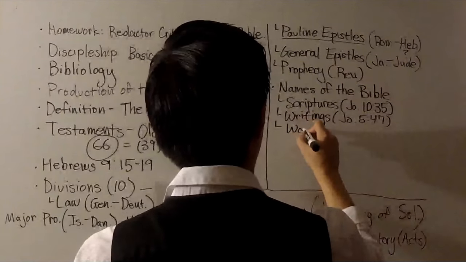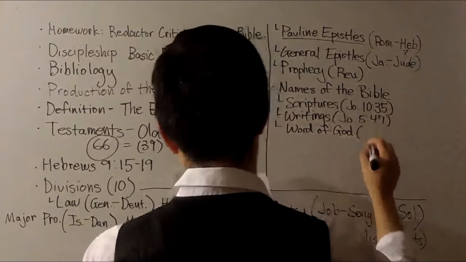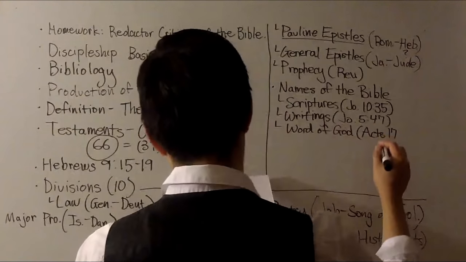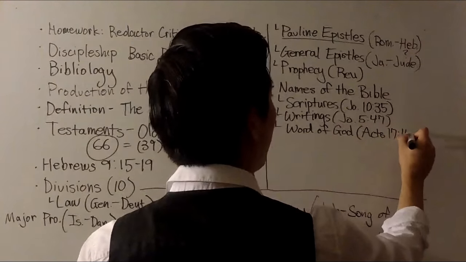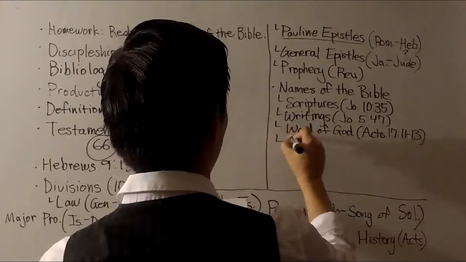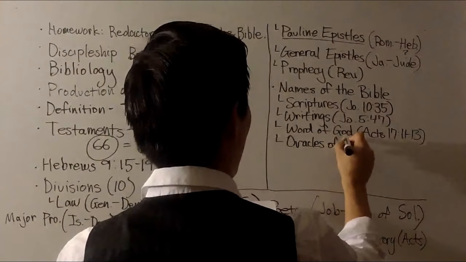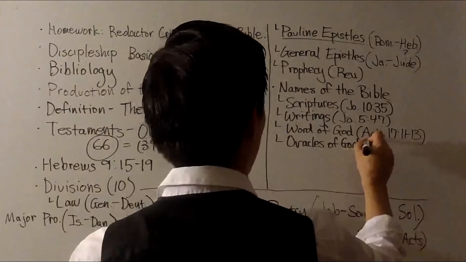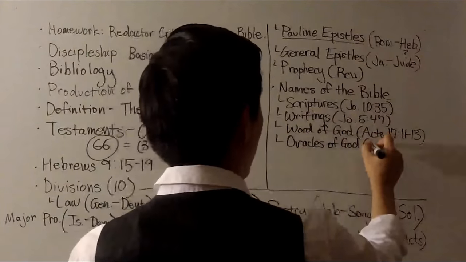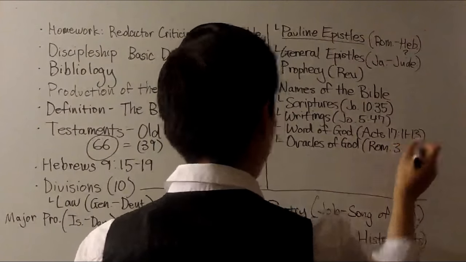The other one is called Word of God. That's going to be found in the book of Acts. You can look at the board too in case you get lost. It'll be Acts chapter 17, verses 11 through 13. Then it's also called the oracles of God. So whenever you want proof where the Bible mentions the Word of God or the Bible itself as its final authority, these are the terms the Bible will call it.